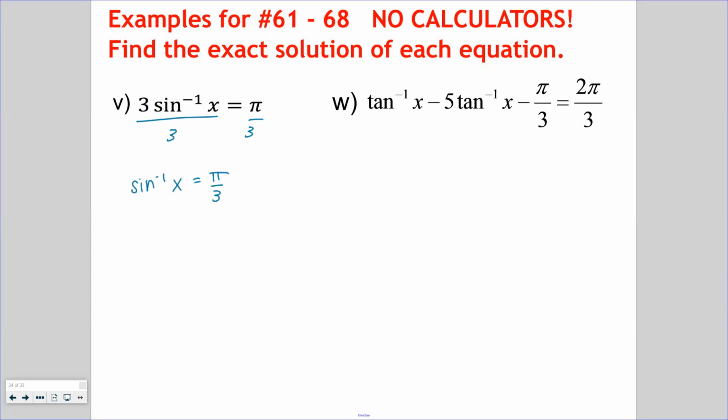And then in order to deal with that inverse sine, we're going to take the sine of both sides. Sine and inverse sine undo each other. So that's going to leave us with x is equal to the sine of pi over 3. And then you can use your unit circle from there. Right, the sine of pi over 3 is root 3 over 2.